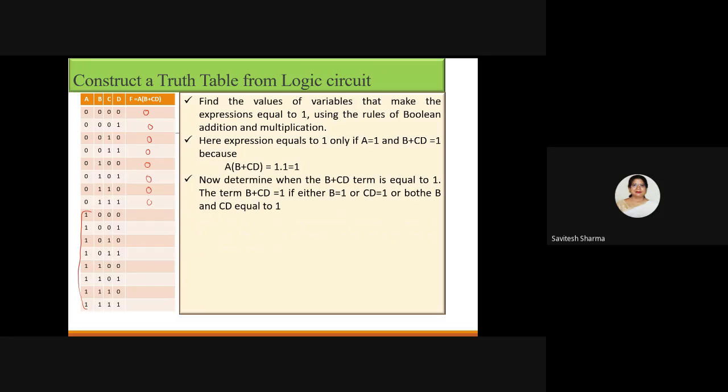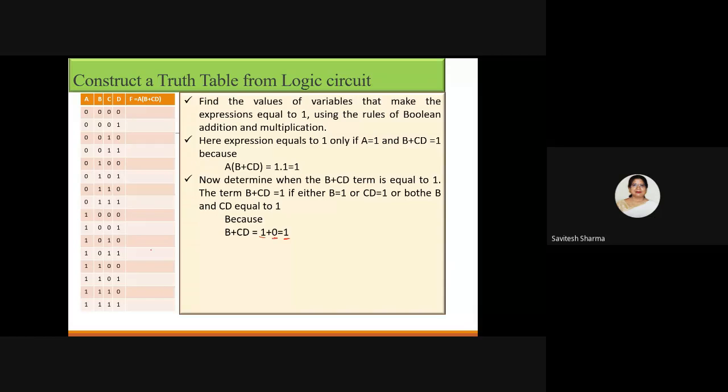So next you come to the term b plus cd. Now we will see when b plus cd is 1, so we will find out the combination. You observe that b plus cd means this is an OR operation. In an OR operation, any one term in the expression being 1 will produce 1. You see that if b is 1 and cd is 0, you will get 1.